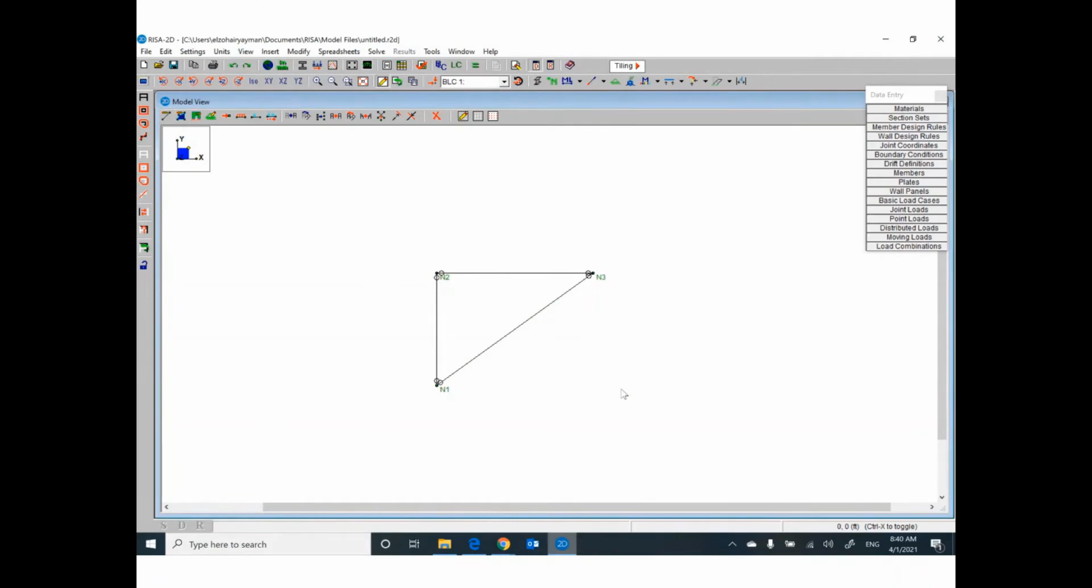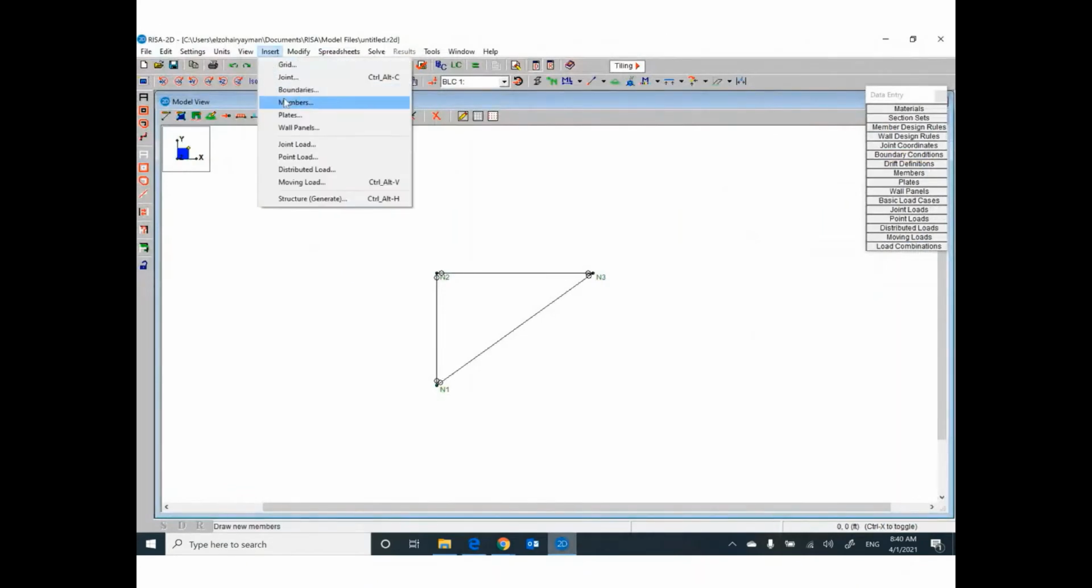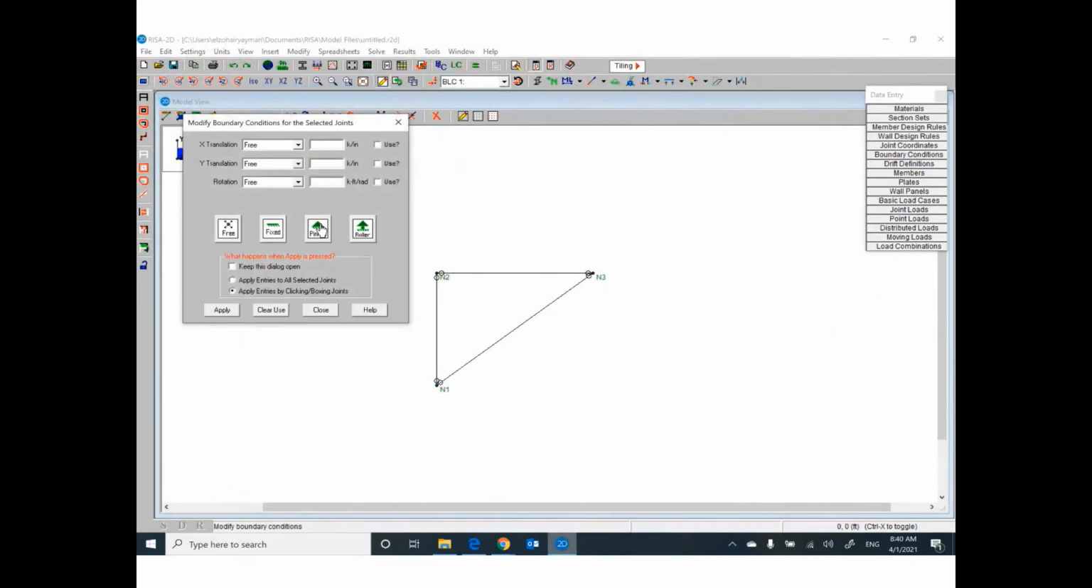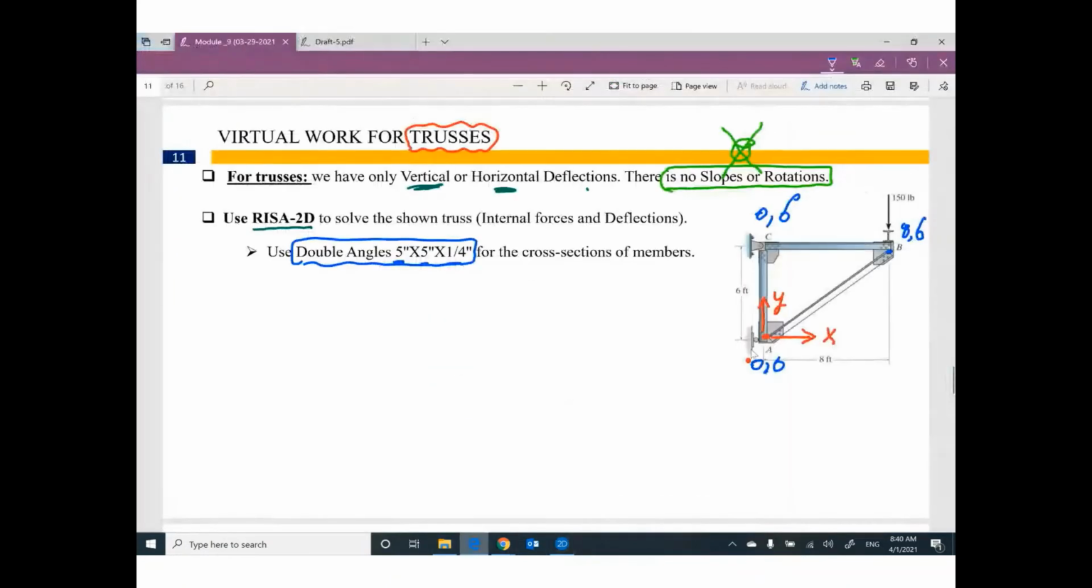Any questions so far? Looks good. We have a hinge at C. So insert boundaries, hinge or pin, apply at C at this point. Please pay attention to the next support at this point. What is the type of support at A? It's roller. Let me ask you a question.